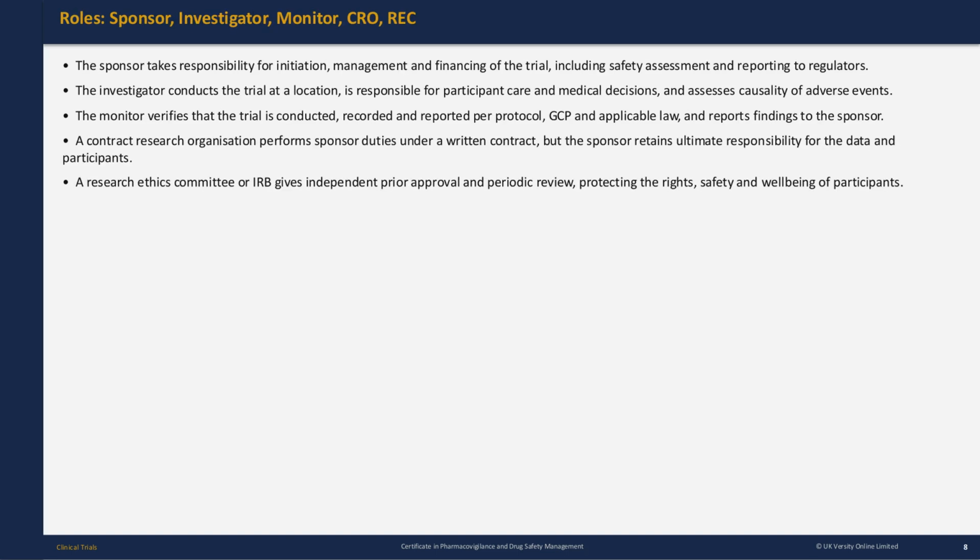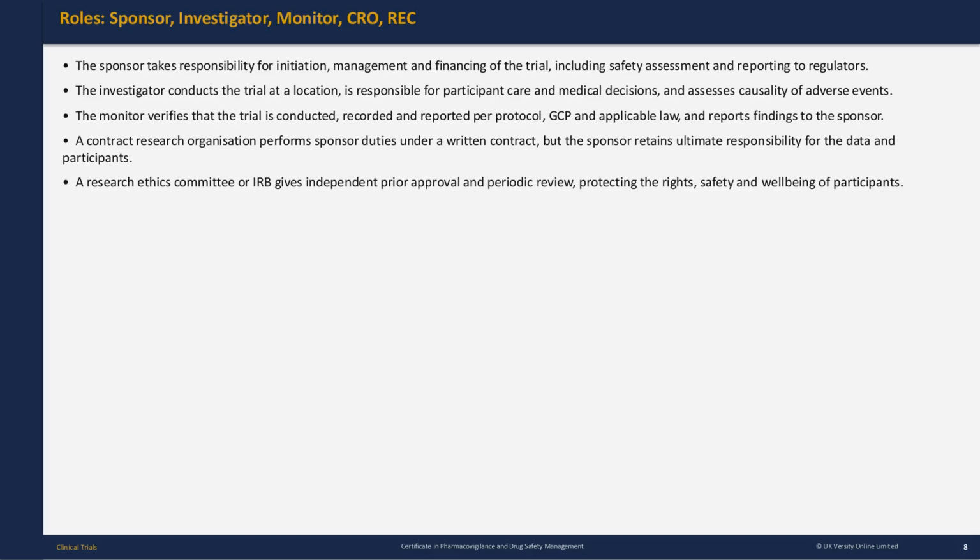Roles: sponsor, investigator, monitor, CRO, REC. The sponsor takes responsibility for initiation, management and financing of the trial, including safety assessment and reporting to regulators. The investigator conducts the trial at a location, is responsible for participant care and medical decisions, and assesses causality of adverse events. The monitor verifies that the trial is conducted, recorded, and reported per protocol, GCP and applicable law, and reports findings to the sponsor.